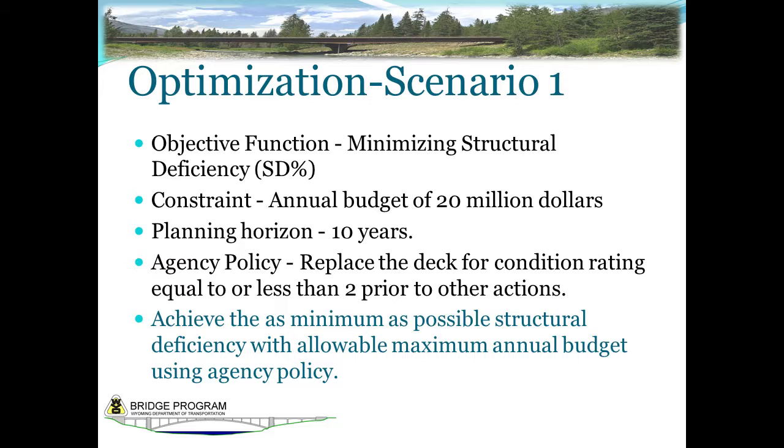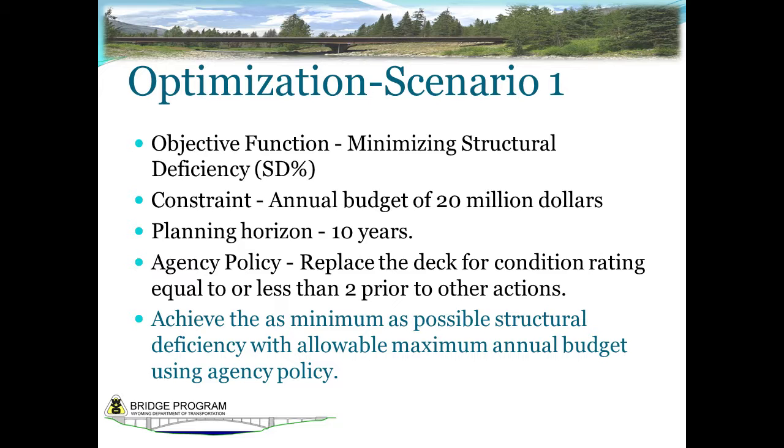There will be 2 scenarios. In the first one, the objective function will be minimizing structural deficiency. The constraint, as an example, we are going to use $20 million, and the planning horizon is 10 years. Our agency policy is to replace the deck for condition rating equal to or less than 2 prior to other preservation action for safety purposes.